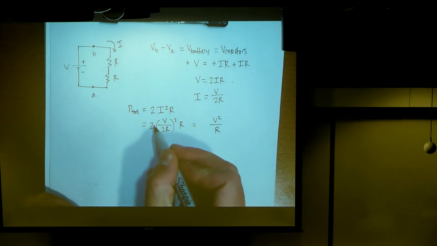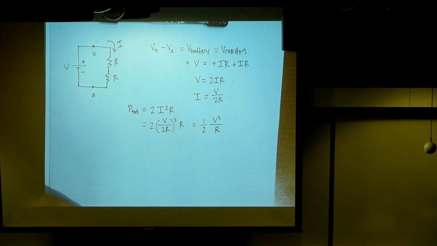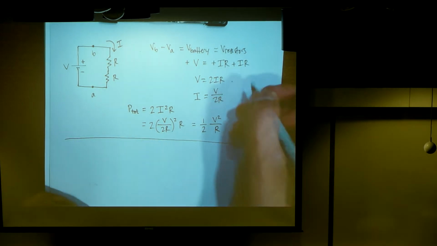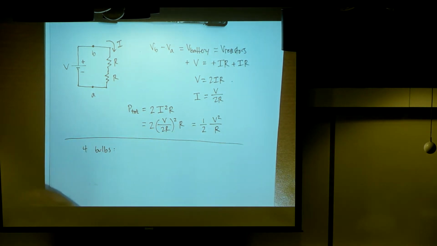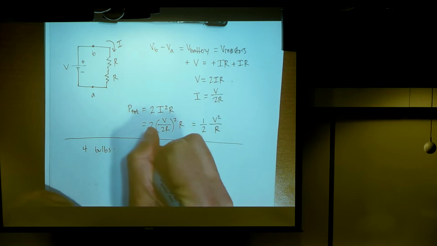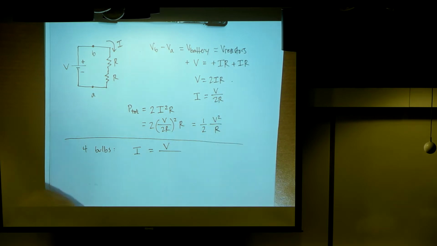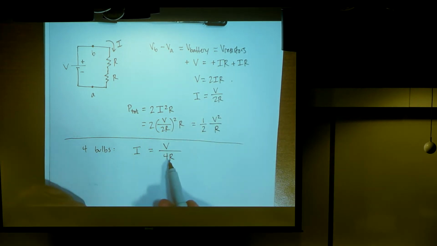Just a half, right? Because I have 2 on top, 2 squared on the bottom, so it's just 1/2. Okay, so we're not going to go through all this same level of detail with 4 bulbs. Hopefully you can see that in the case of 4 bulbs, our current would be V divided by, instead of 2R, what would it be? Yeah, it'd be 4 times R. If you repeated the same process with 4 bulbs, that would lead to you having a factor of 4 on the bottom here for your current, okay?